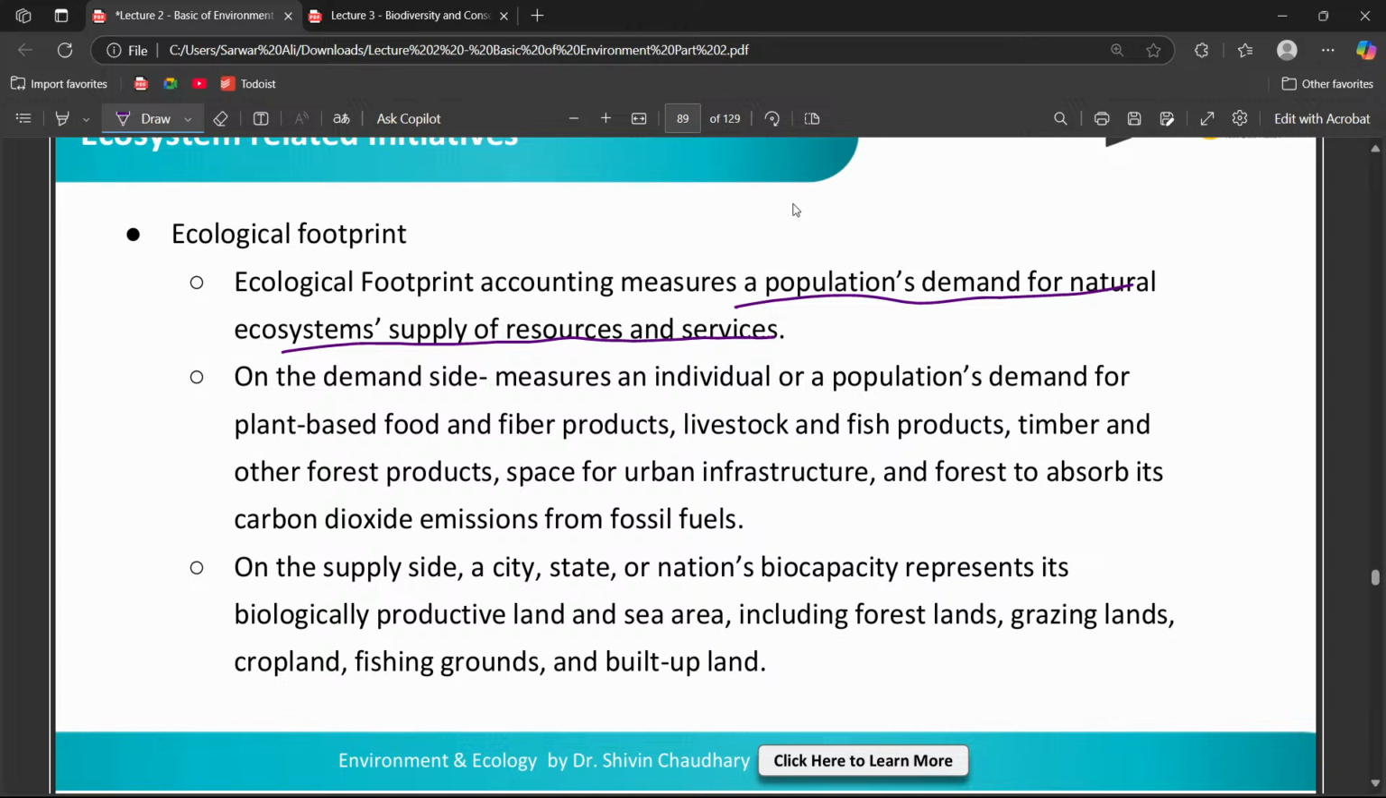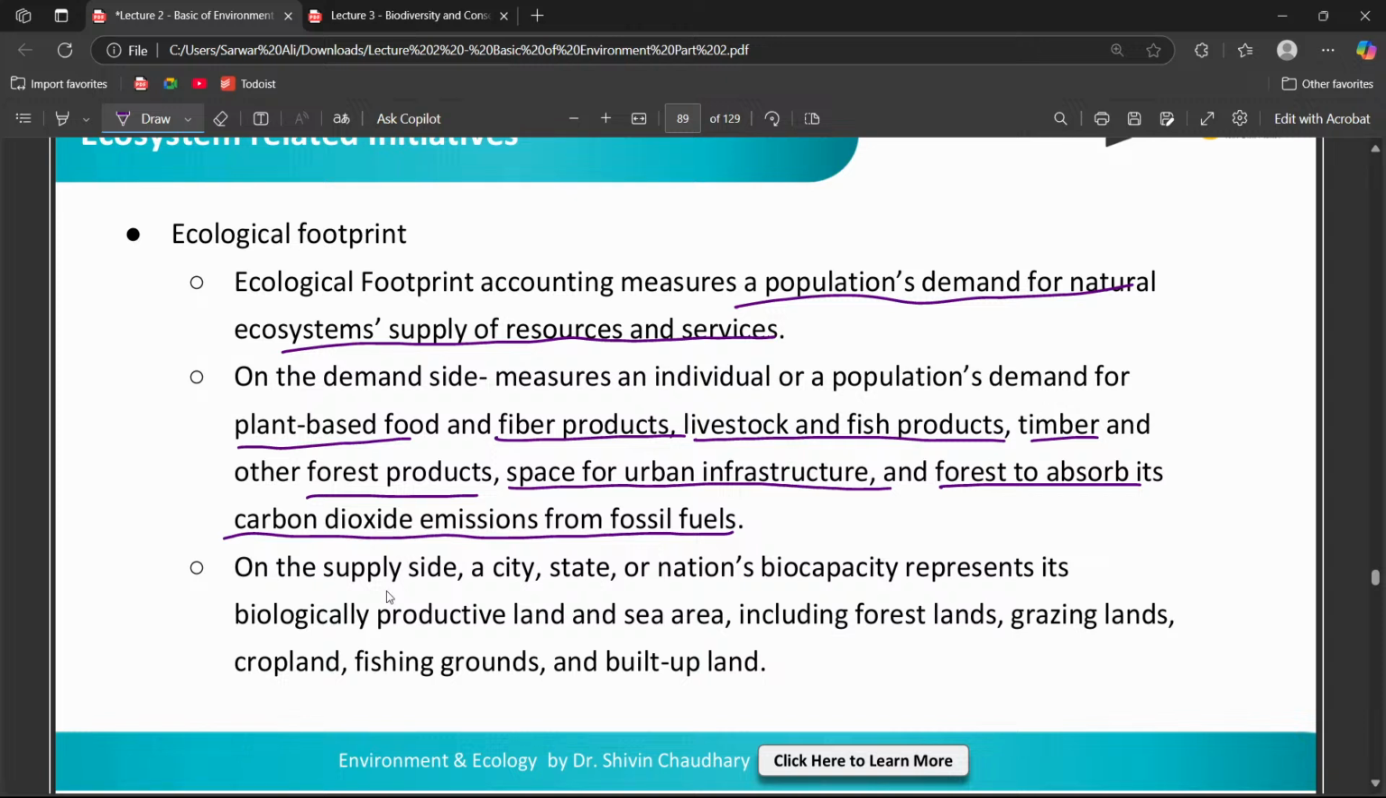On the demand side, it measures an individual or population's demand based on plant-based food, fiber products, livestock, fish products, timber, and other forest products, space for urban infrastructure, and forests to absorb the carbon dioxide emissions from fossil fuels. On the supply side, a city's or nation's biocapacity, representing biologically productive land and sea area, including forest lands, grazing lands, cropland, fishing grounds, and built-up land.